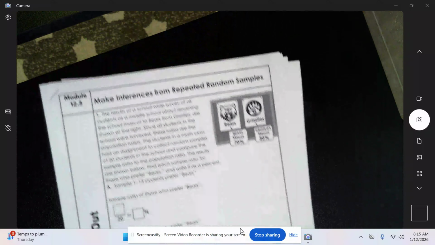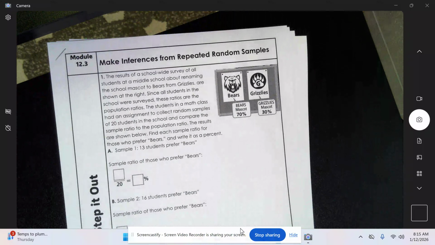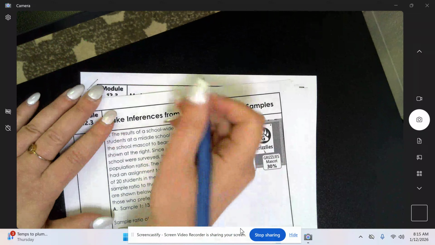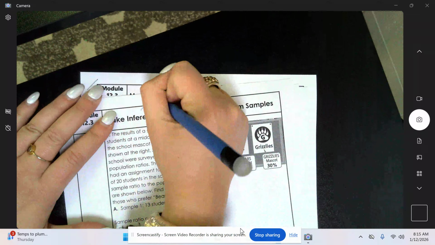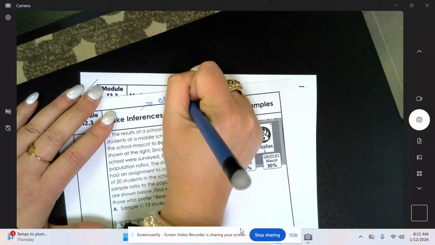We're on lesson 3 out of module 12, page 10, and we're talking about making inferences from repeated random samples. What is an inference? We talked about it like day 1, day 2. An educated guess. You might want to write that down again if you don't remember. An inference is an educated guess.